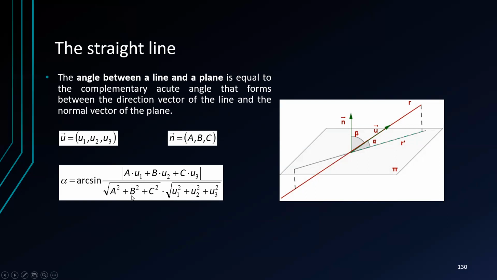Iba yung reference ito. Kaya ito is XYZ lang yan. Divided by square root of A squared plus B squared plus C squared, then multiply by square root of U sub 1 squared plus U sub 2 squared plus U sub 3 squared. Ito yung value nung point na yon. Okay? So, ano yung point na yon? Kukunin mo yung angle niya.